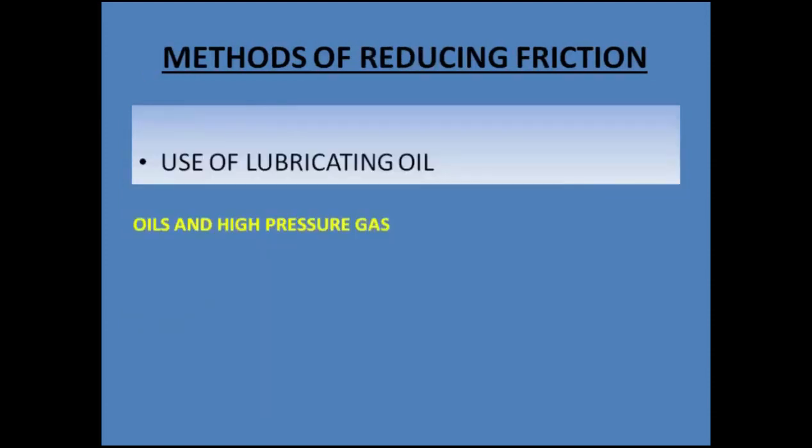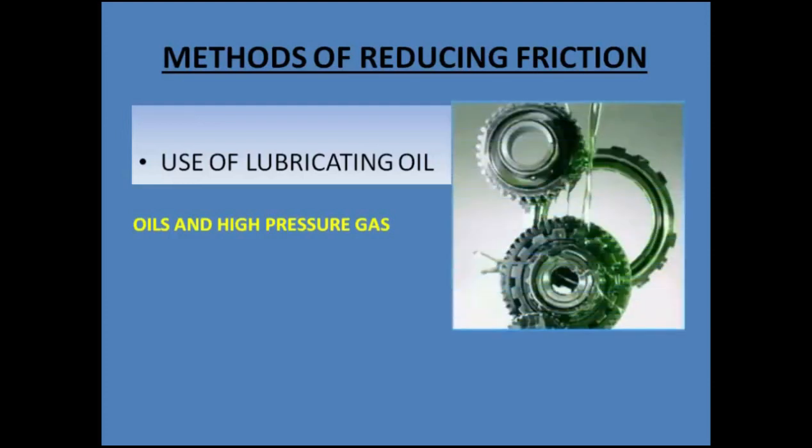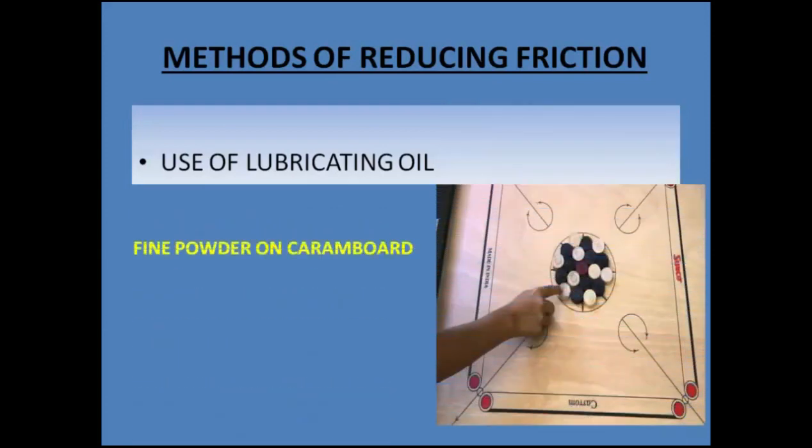First method is use of lubricating oil. There are various liquid lubricants, thick or thin oils, that are used in machines to reduce the friction. For example, you must have all played carom boards, wherein you use a fine powder to reduce friction so that all the wooden coins move freely on the carom board. In other cases, such as high-speed machinery, films of gas under very high pressure are used as very successful lubricants.